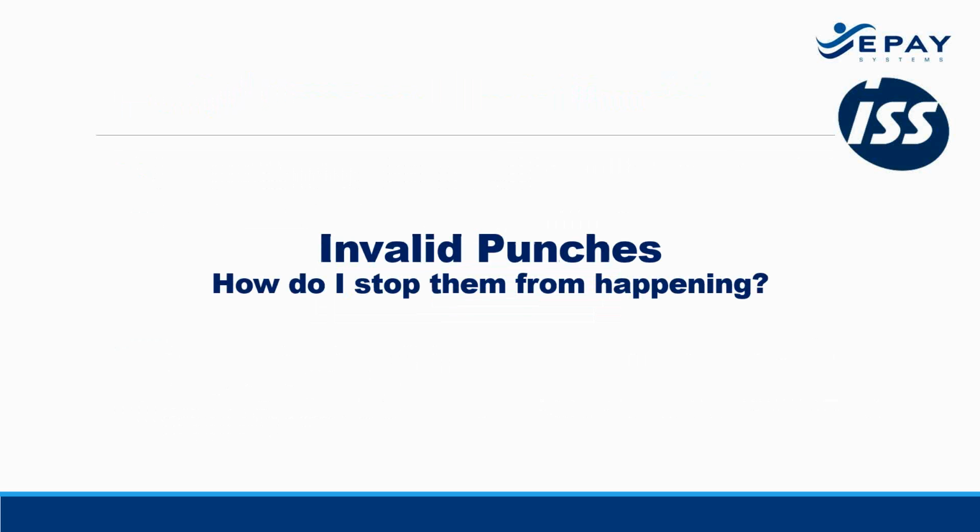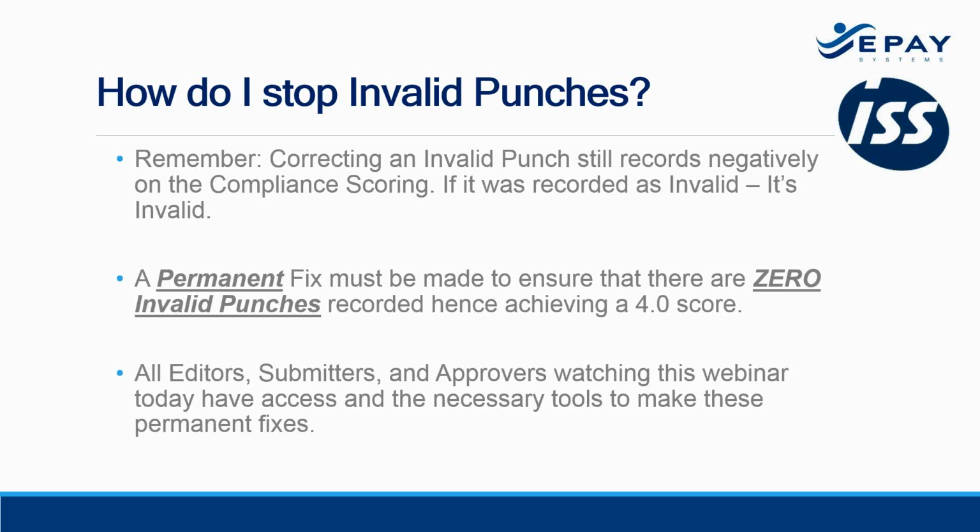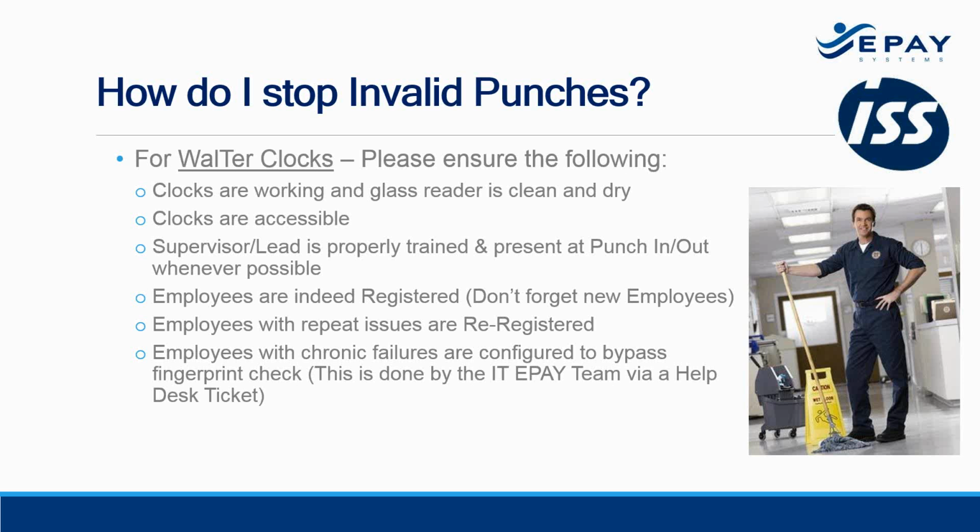And lastly, how do I stop them from occurring? This is the big one. The big thing to keep in mind is the first thing at the very top of the screen: correcting an invalid punch, an invalid punch is always invalid, regardless of how you look at it. If it's invalid, it's always invalid. So you have to keep that in mind. But editors, submitters, and approvers, everyone on this phone call has the access to make this necessary change.